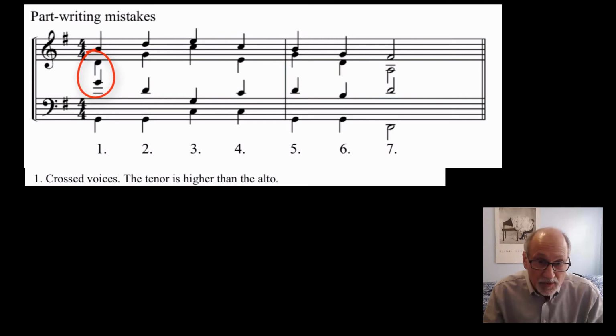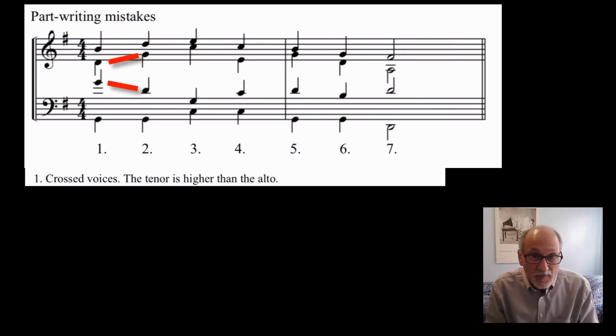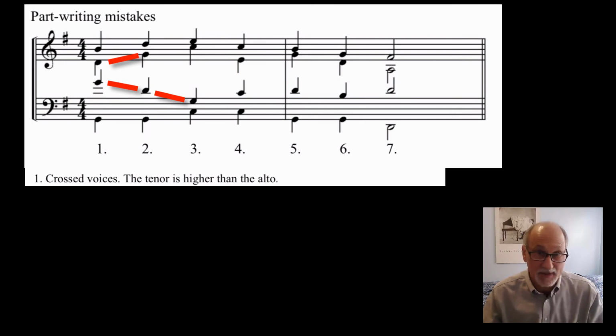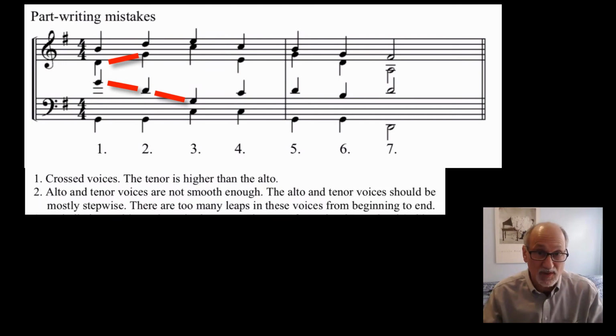Take a look at chord number 2. Can you see that the alto, moving into chord number 2, jumped up a fourth, and the tenor, moving into chord number 2, jumped down a fourth, and then going into the next chord, jumped down a fifth. That's very much unlike the way that altos and tenors move. We want to keep those voices smooth. We don't want them to jump. We certainly don't want them to jump more than a fourth.